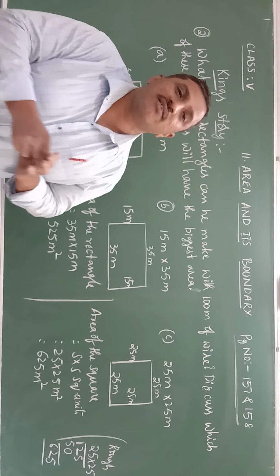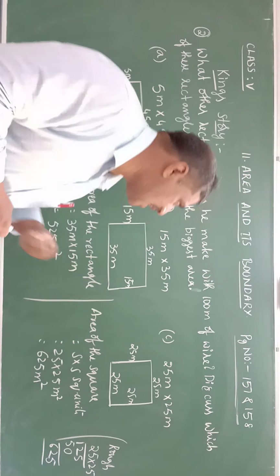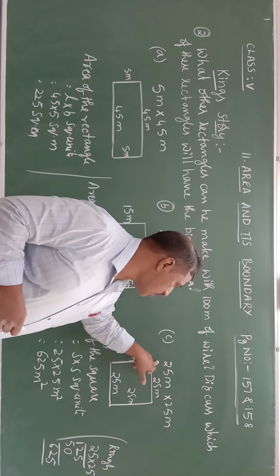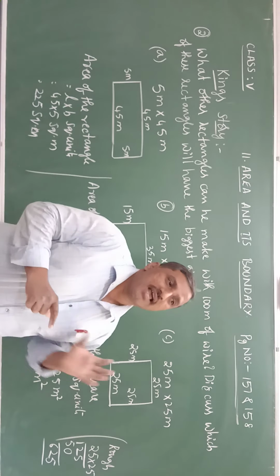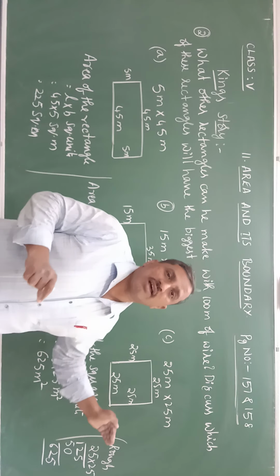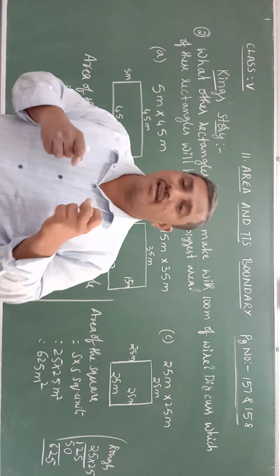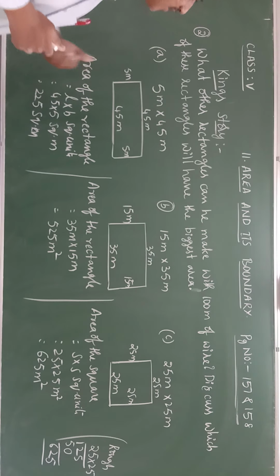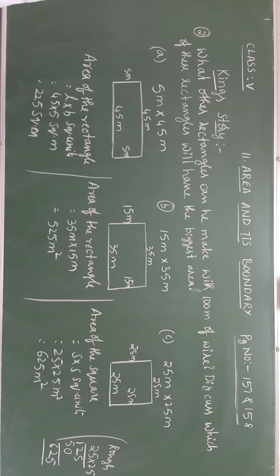Among all the 5 rectangles, this area is more, that is a rectangle with dimensions 25 meters and 25 meters. This rectangle is known as a square, as both length and breadth are equal. So like this, now we can say which one will have the biggest area.